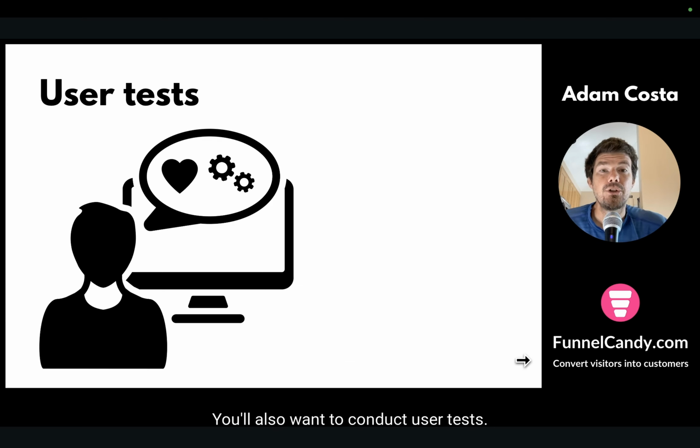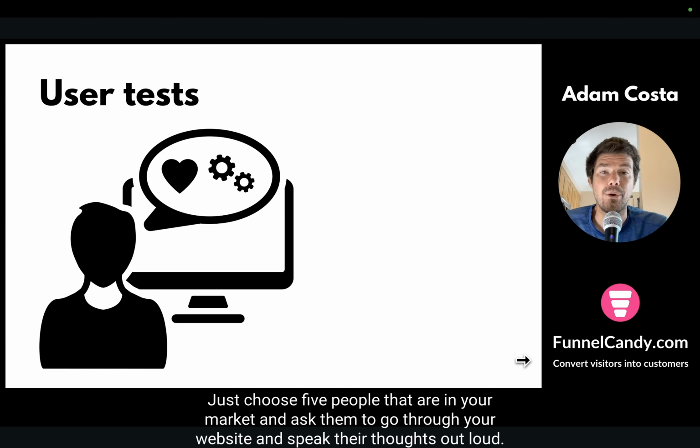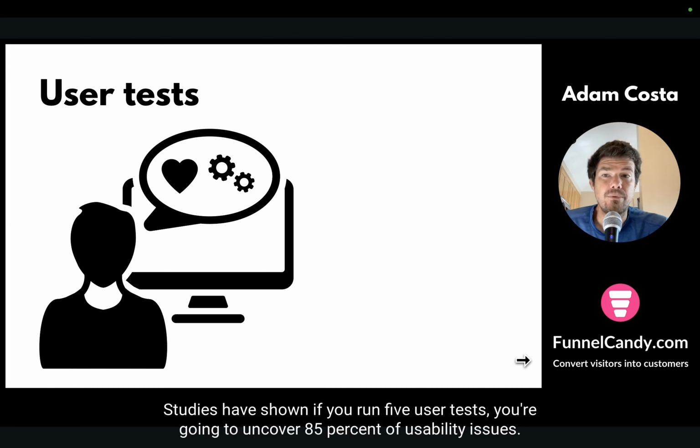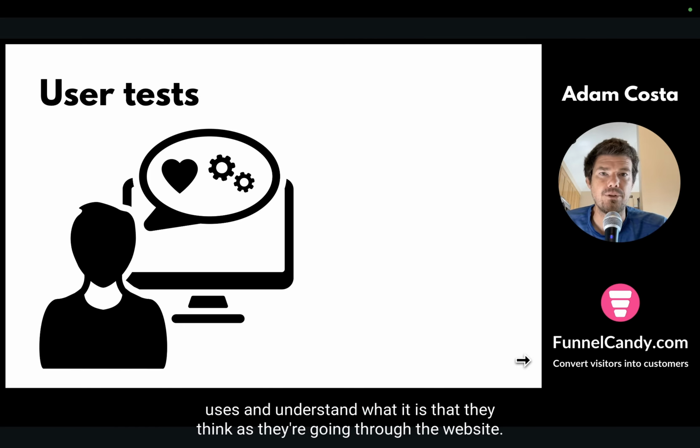You'll also want to conduct user tests. Now, how user tests work is you find 5 people. You don't have to worry about doing more than that. Just choose 5 people that are in your market and ask them to go through your website and speak their thoughts out loud. Studies have shown if you run 5 user tests, you're going to uncover 85% of usability issues. So pick 5, run them through desktop or mobile, whatever most of your audience uses, and understand what it is that they think as they're going through the website.